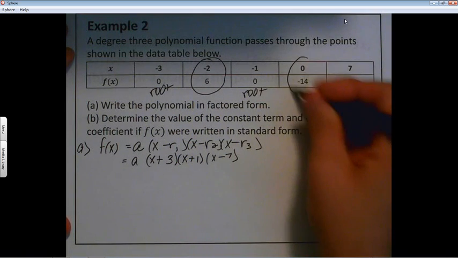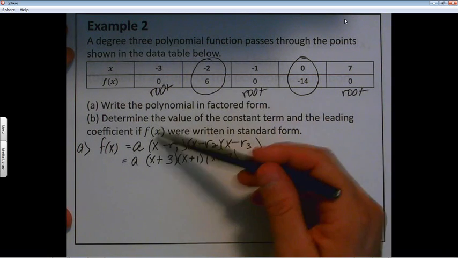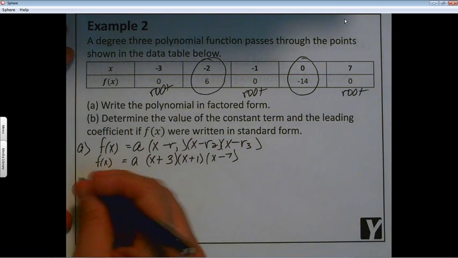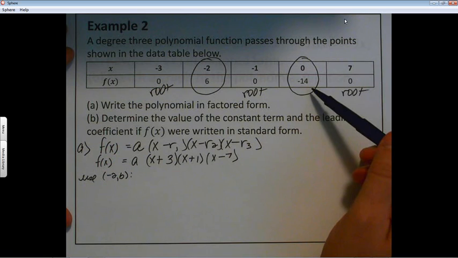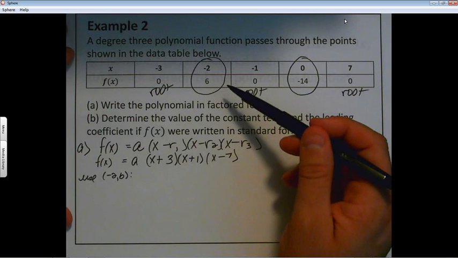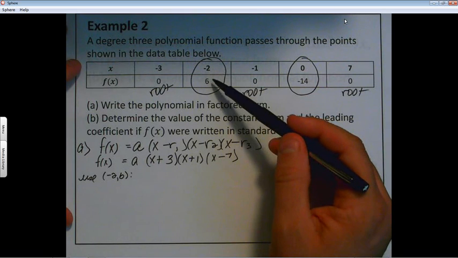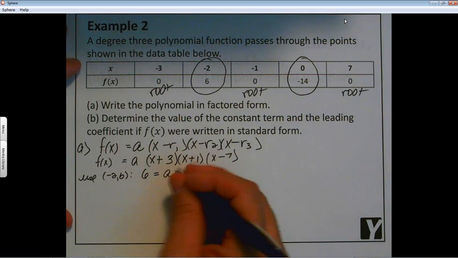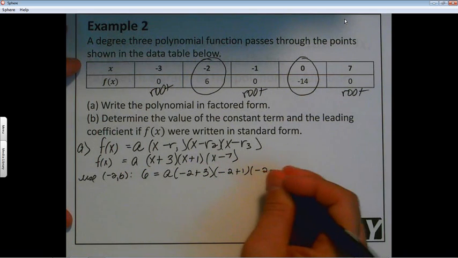So let's see, instead of x minus r1, I can say x minus negative 3, which is the same as x plus 3. X minus negative 1, that's the same as x plus 1. X minus 7 is the third one. That's great. I've got my roots. If I multiplied this out, this would give me a degree 3 polynomial. Because I've been given this added information, I know that the function passes through the points negative 2, 6 and 0, negative 14. I can use either of these points to figure out the a value.